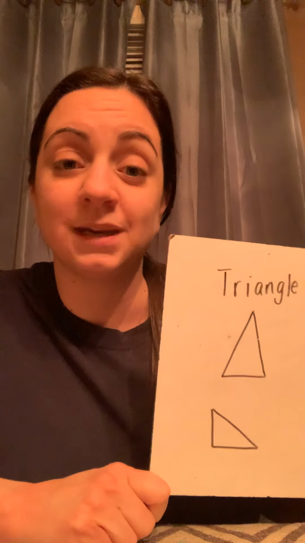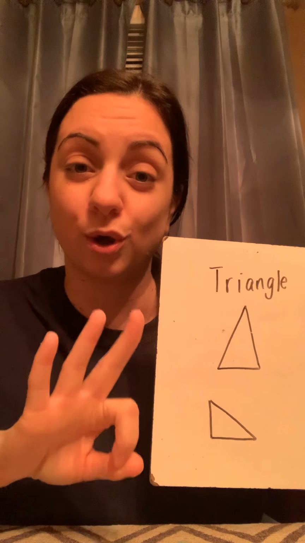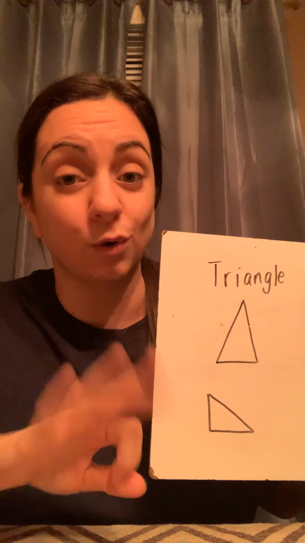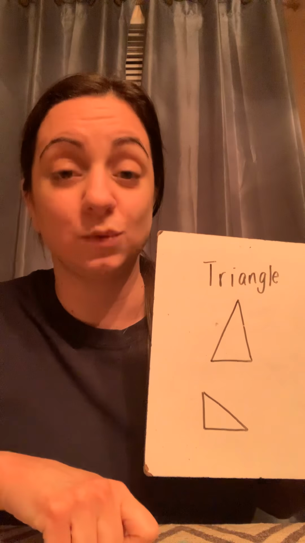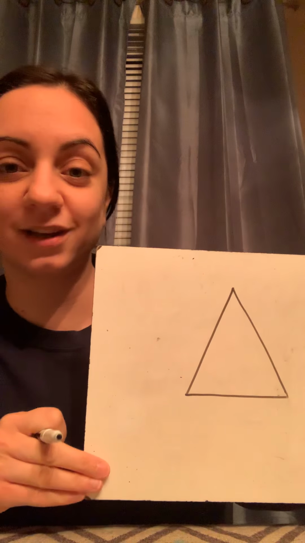So let's think about what makes a shape a triangle. It has to have 3 straight sides that are closed, and it has to have 3 corners. So let's see if you can tell me which shapes are triangles and which shapes are not. All right. Is this shape a triangle? It sure is. It has 3 sides made of straight, closed lines, and it has 3 corners.